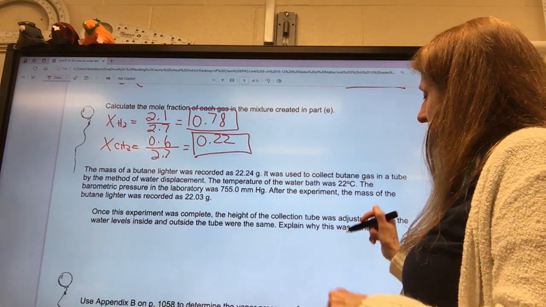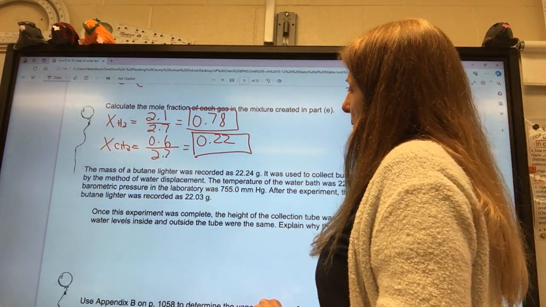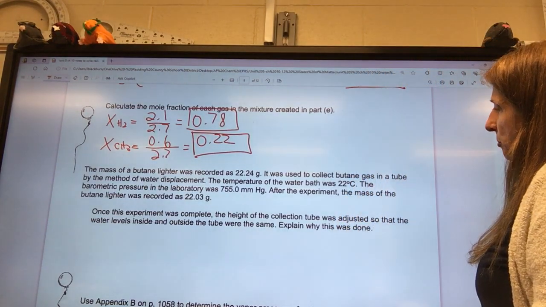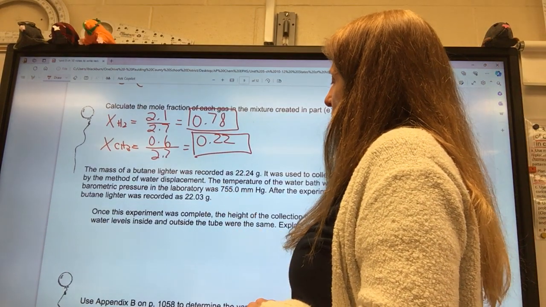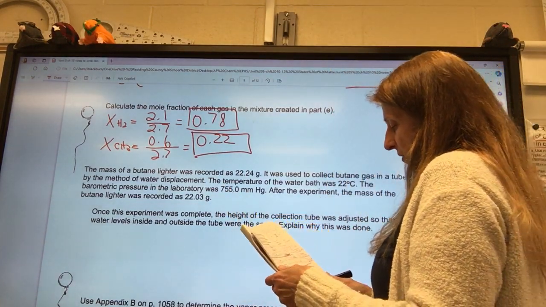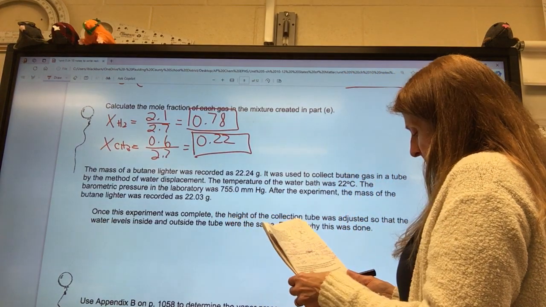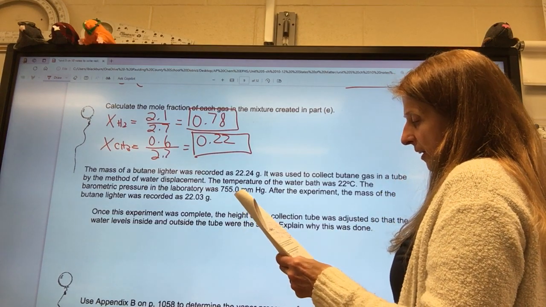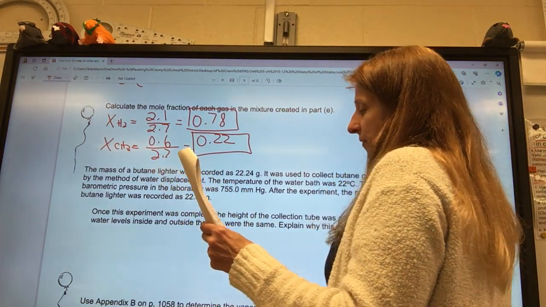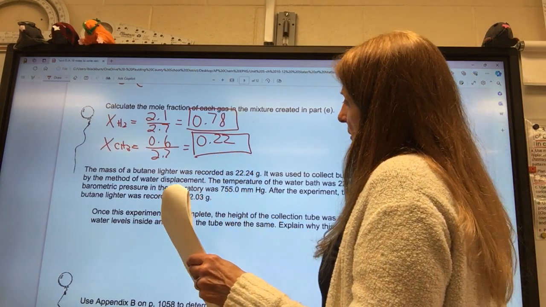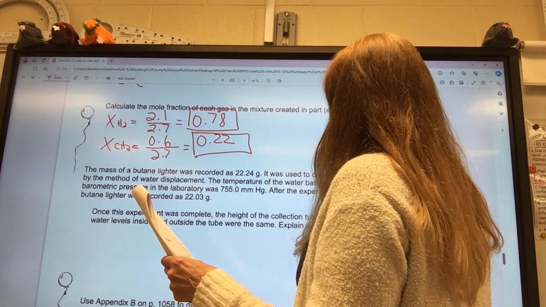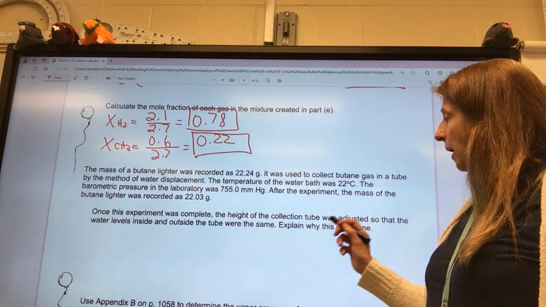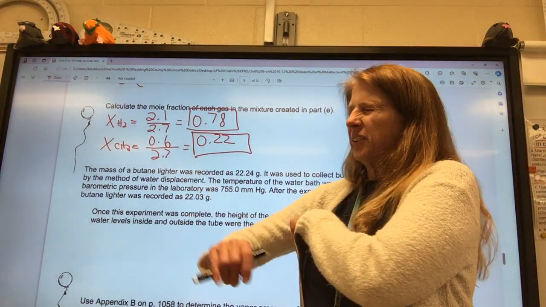The temperature was 22, and the pressure was 755.0 millimeters of mercury. And after the experiment, the mass of the lighter was recorded at 22.03. So they weighed the lighter before and after. Then it says, once the experiment was complete, the height of the collection tube was adjusted. So let me explain this to you.